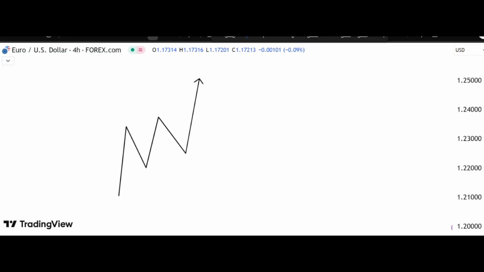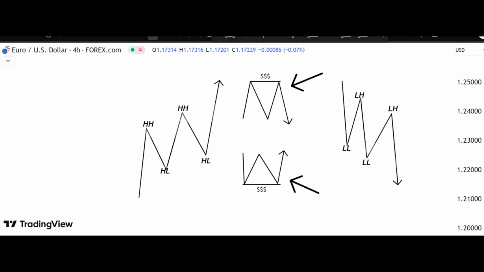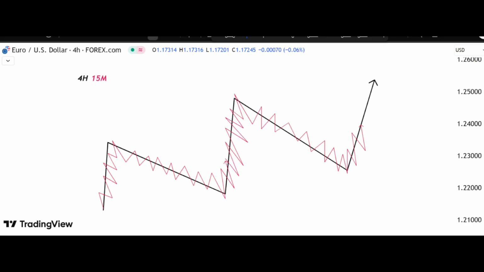Start with the higher time frame. Mark your swing highs and lows. Higher highs, higher lows means the bias is bullish. Lower highs, lower lows means the bias is bearish. Equal highs and lows means there is liquidity in the market. Liquidity zone. Inside that higher time frame move, you will find internal structure.